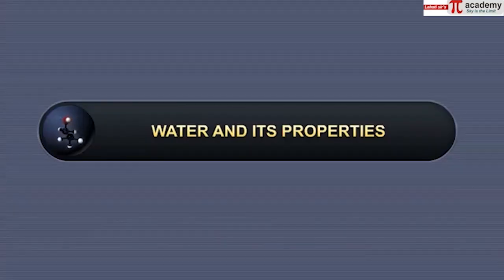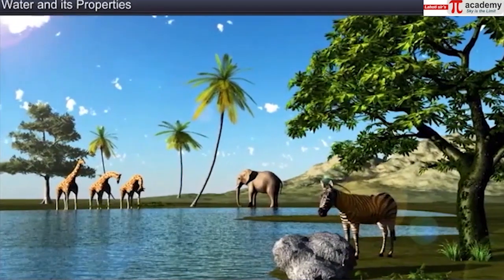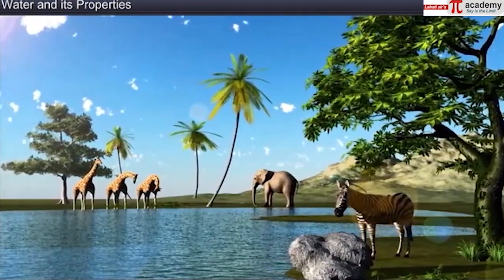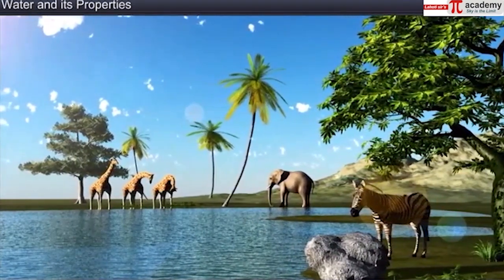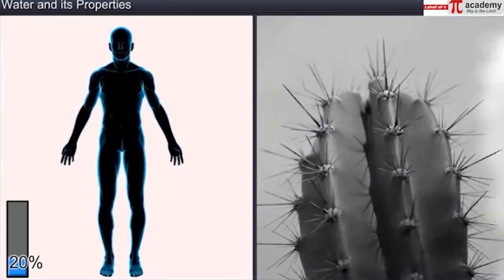module. You will learn about water and its properties. We all know that water is essential for the survival of all forms of life. It forms a major part of all living organisms. 60% of the human body is made up of water. And in some plants, this quantum goes up to 90%.